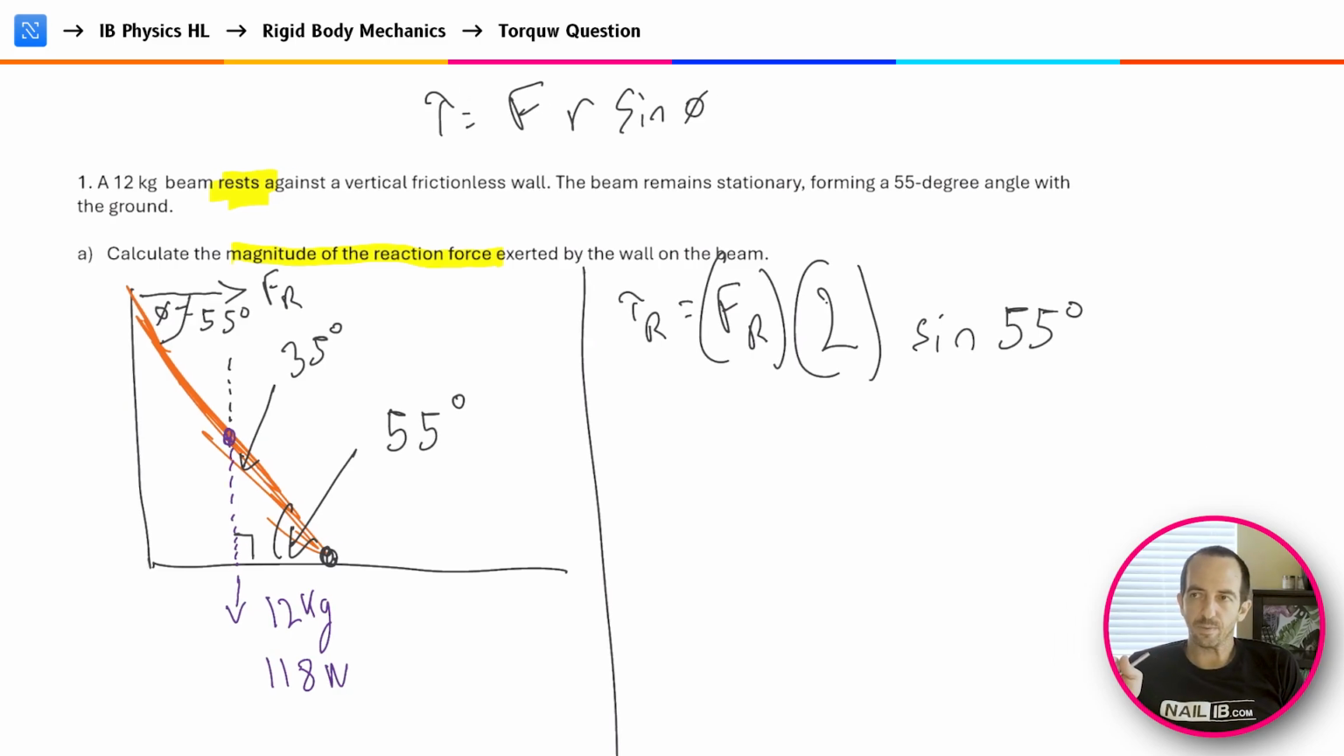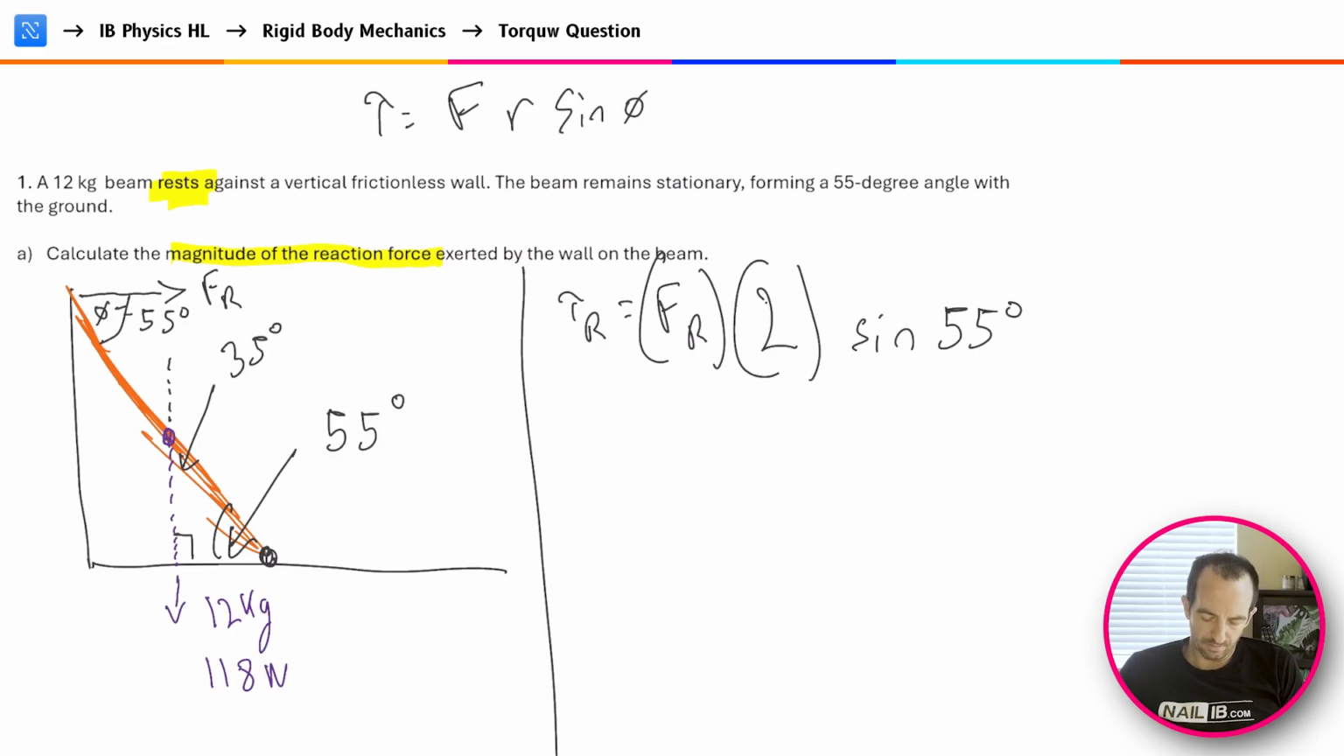And if it's in equilibrium, what does that mean? That means that the torque going in the opposite direction, in the counterclockwise direction, should be equal. So this right here is actually going to be negative. And this is the reaction force. And then the force going counterclockwise, well, what is that going to be? That's going to come from the weight, right? So we have this 118, and this is the force of the weight.